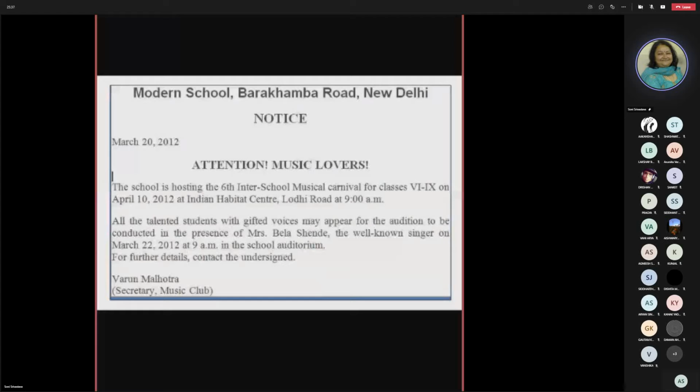Now write the name or the signature first and then the designation. I've seen children making the mistake of writing the designation first and then the name. So here you must remember very clearly, first the signature, the name, and then the designation. So this is it. I've sent it on the class group.